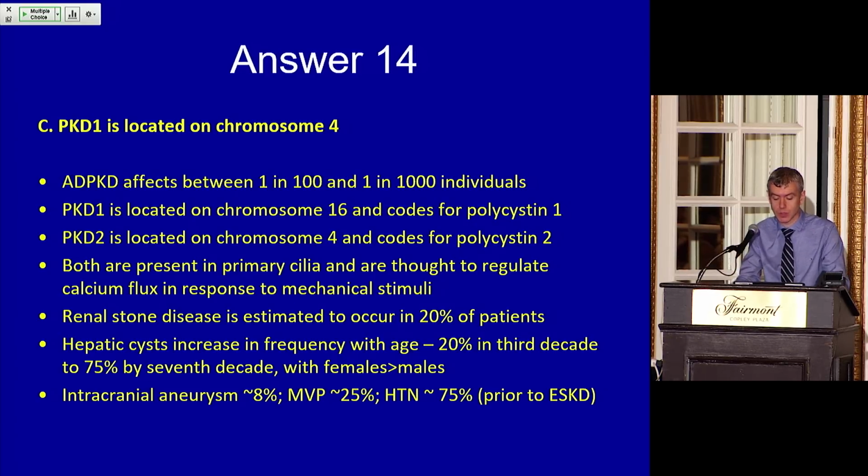Hepatic cysts, which are common, increase in frequency with age, so around 20% in the third decade, increasing to around 75% by the seventh decade, with a female predominance. Other extrarenal manifestations include intracranial aneurysms in around 8% of patients, mitral valve prolapse in around 25%, and hypertension, which again is common with progressive chronic kidney disease in around 75% of patients approaching end-stage renal disease.